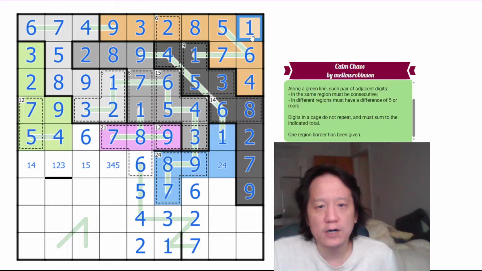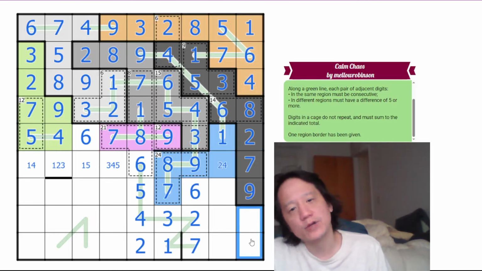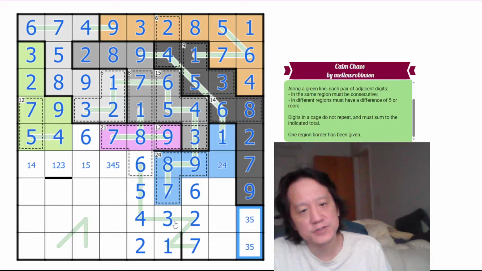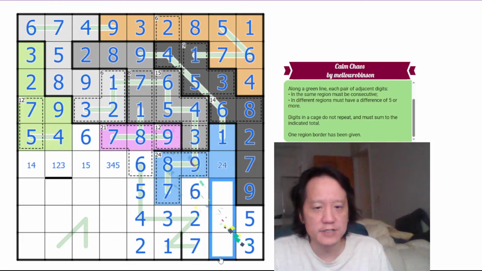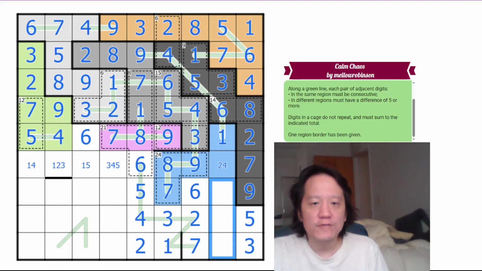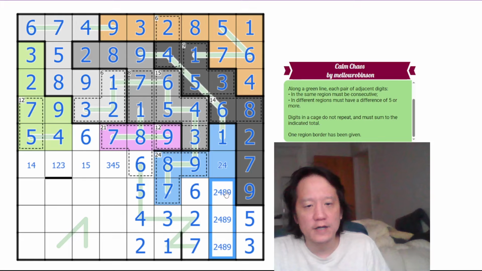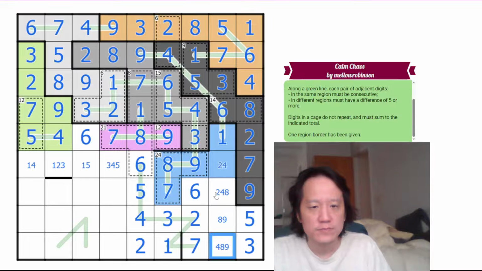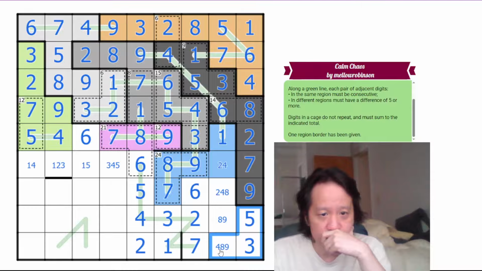Remaining digits in column 9. We have 3 and 5. This 3 eliminates 3 here, so this is 5, which makes that 3. Remaining digits in column 8. We have 2, 4, 8, and 9. This can't be 9, this can't be 2, 4, this can't be 2. Okay. So 3 and 5.